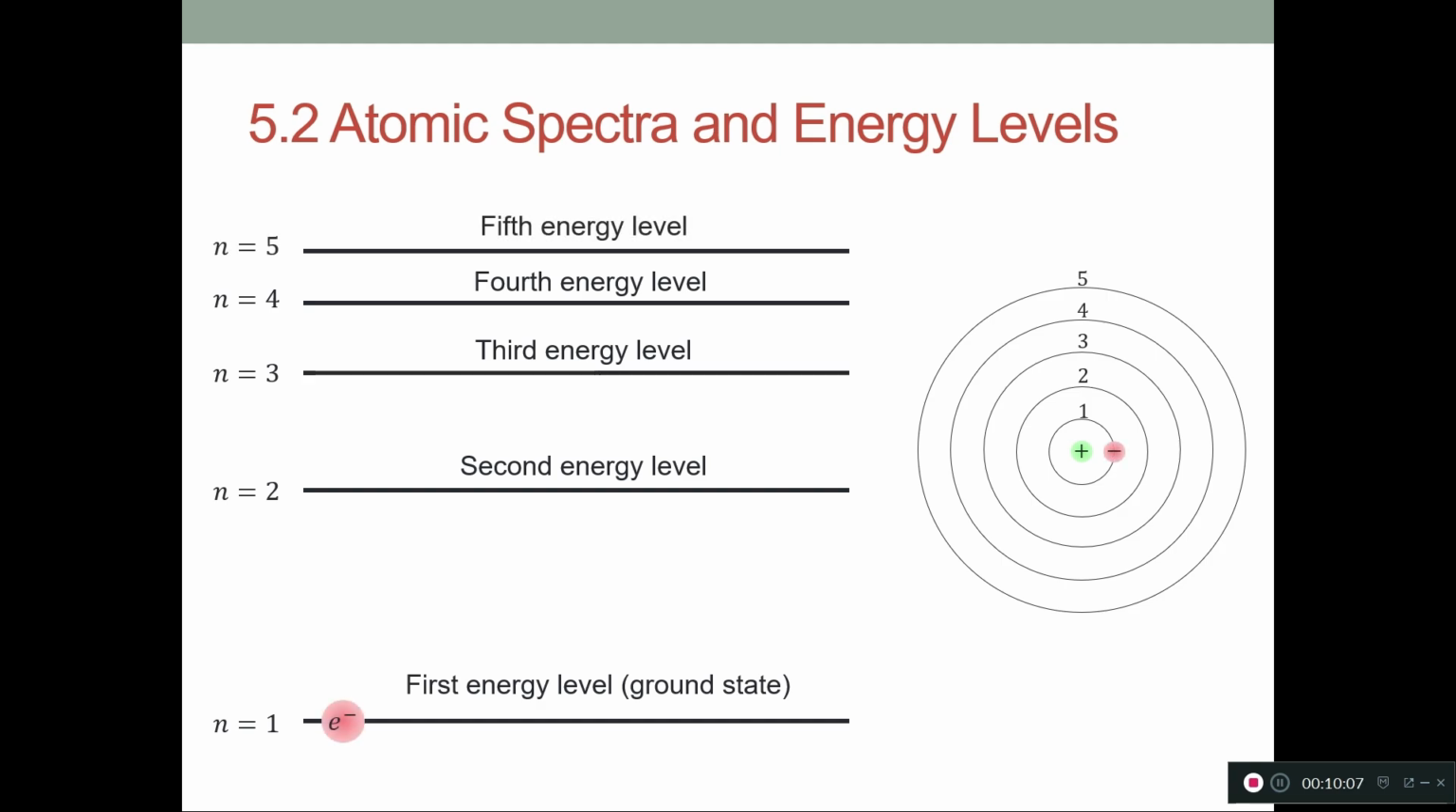So we see that over on the right, we have that electron orbiting in that first energy level. And so we can put this electron right here in our other diagram on the left. And that is the diagram I will be using for this video.